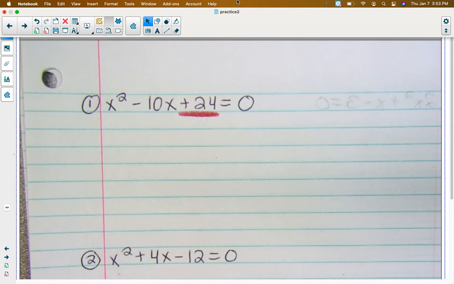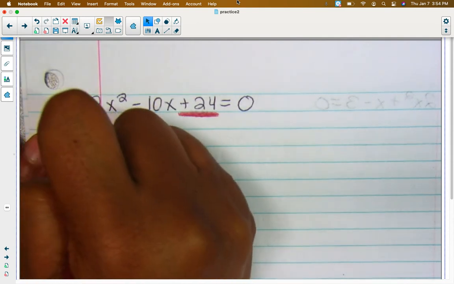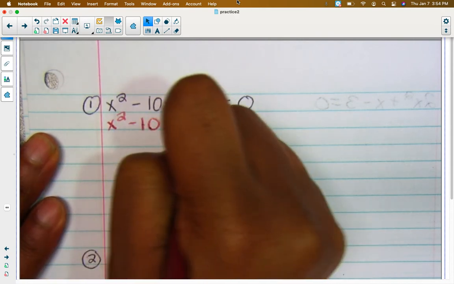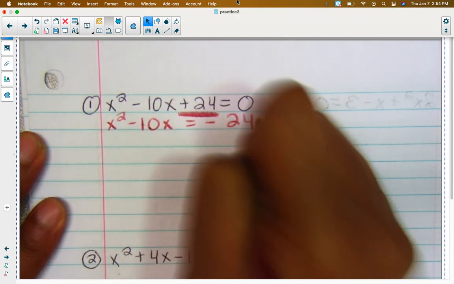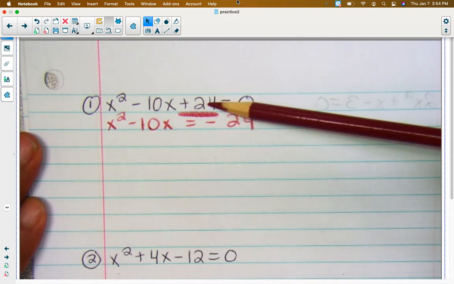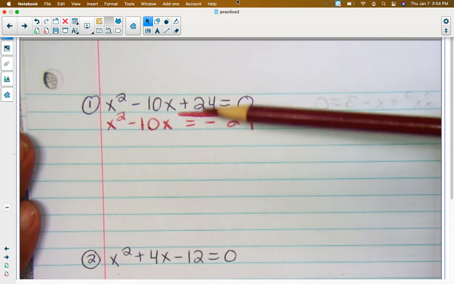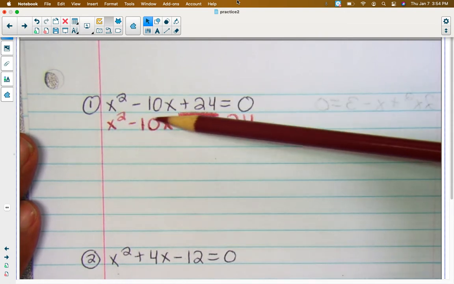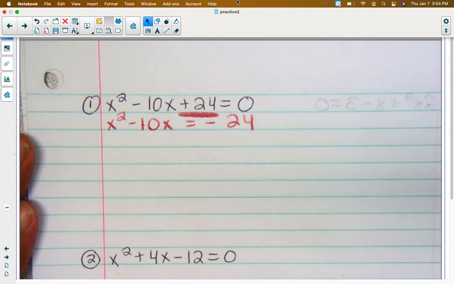So what do we need to do? We need to move it over to the other side because it's kind of in the way, so to speak. So if I move it over, that's going to give me x squared minus 10x equals negative 24. So it was positive 24 over here. I did a step in my head. Opposite of a positive 24 is to subtract 24 from both sides. So now I have x squared minus 10x equals negative 24.